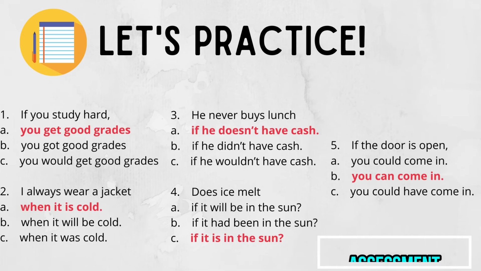Okay, let's check. Number 1, if you study hard, A, you get good grades, B, you got good grades, or C, you would get good grades. The correct answer is A, you get good grades. Because get is the simple present form of the verb.